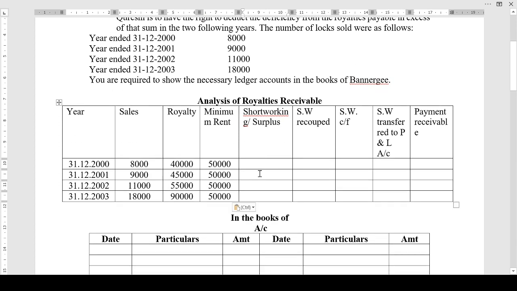Okay. Now let's do the short working. In the first year, what is short working? Difference between the minimum rent and royalty. When the minimum rent is more than the royalty, you will have a short working. So it's 10,000. Since it's a short working, we can't recoup anything. So what do we carry forward? The entire amount of 10,000.